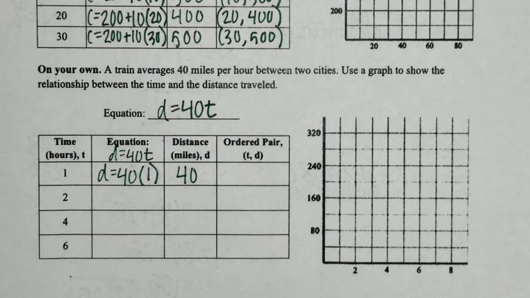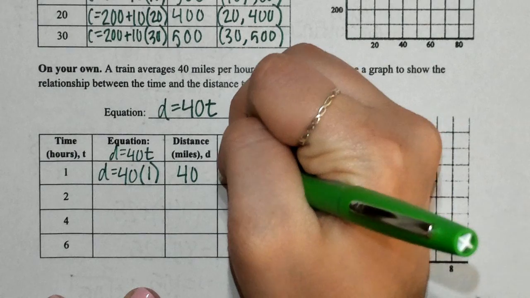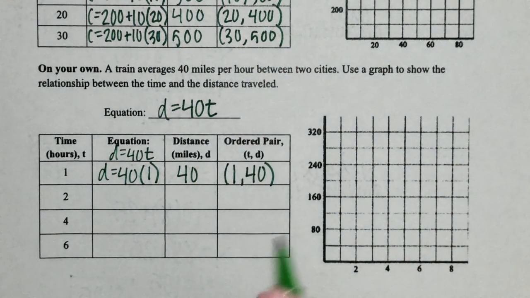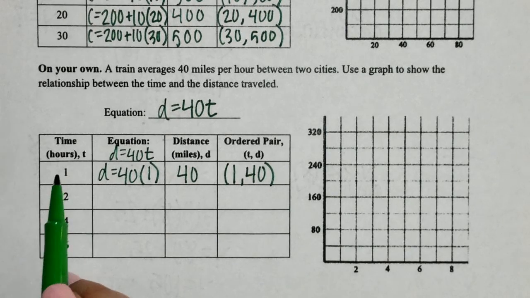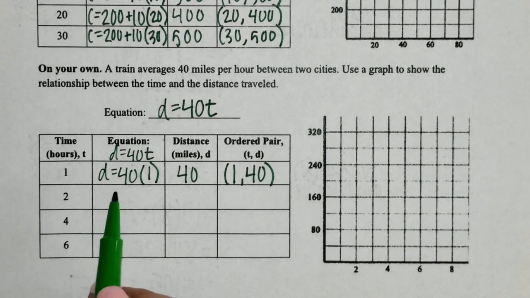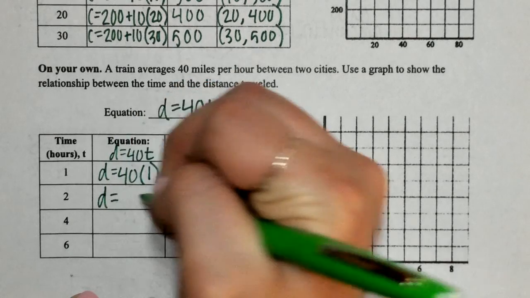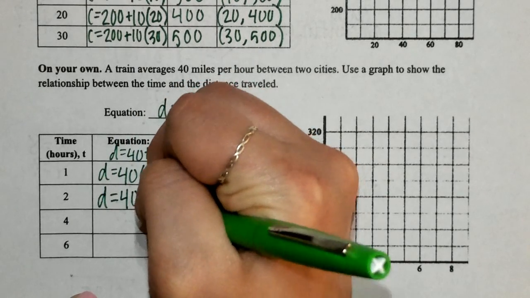Vinny? Not quite. What is our t? Callie? 1. So it's going to be 1, 40. And that means that for every hour, that if we drive 1 hour, then we go 40 miles. That's what that's saying. So on this next one, we have d equals 40 times 2.